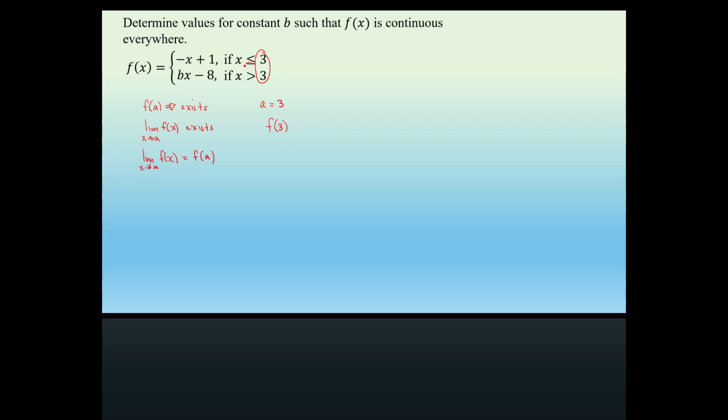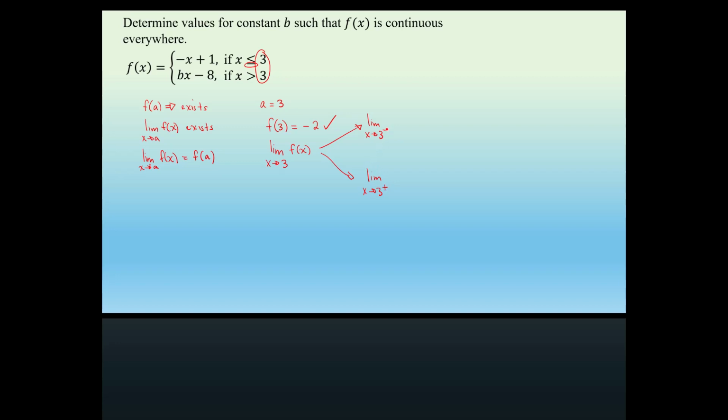Well, I can see here that this is where x equals 3, and it's f of x equals negative x plus 1. So if I replace x with 3 in there, I'll get negative 3 plus 1, which is negative 2. Therefore, f of 3 does exist. Now let's do the limit as x approaches 3 of f of x. In order to do this, we'll have to consider the limit as x approaches 3 from the left and the limit as x approaches 3 from the right.